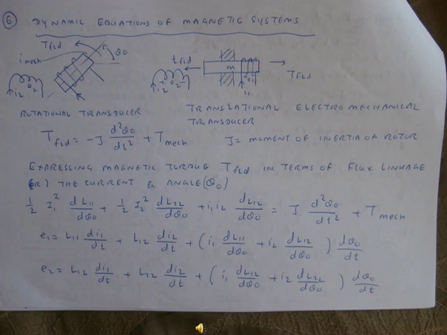Half I1 square dA11 by d theta 0 plus half I2 square dA22 by d theta 0 plus I1 I2 dA12 by d theta 0.